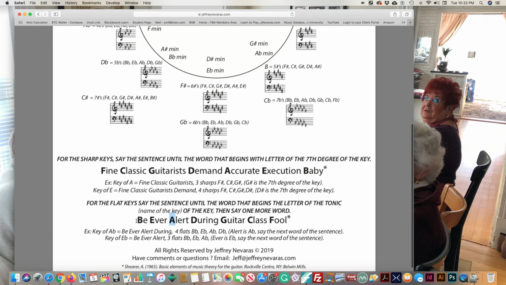Let's say we're in the key of B flat. All right, well, the first word of the sentence is B flat. We need to say one more word. So B flats and E flats are the flatted notes in the key of B flat.